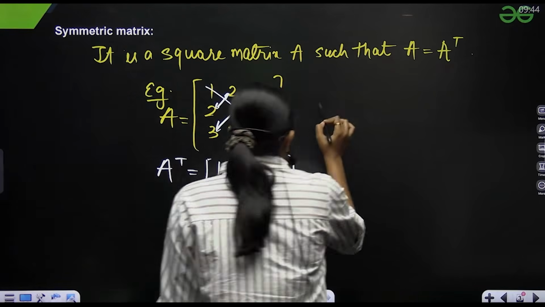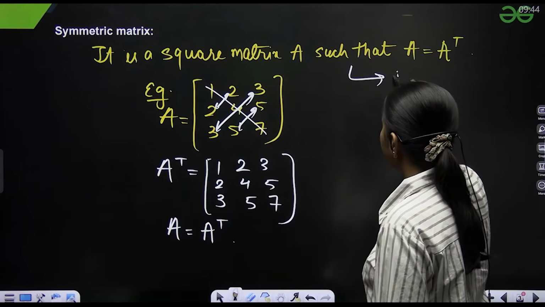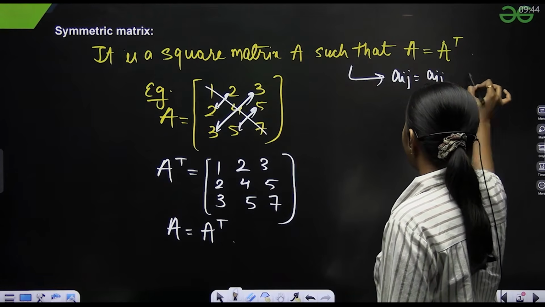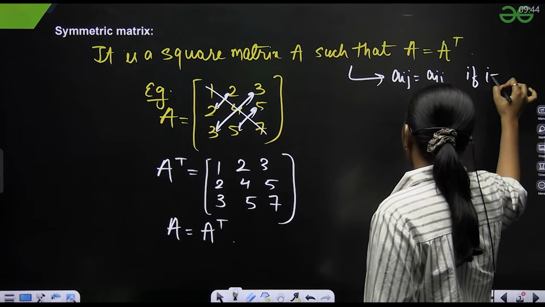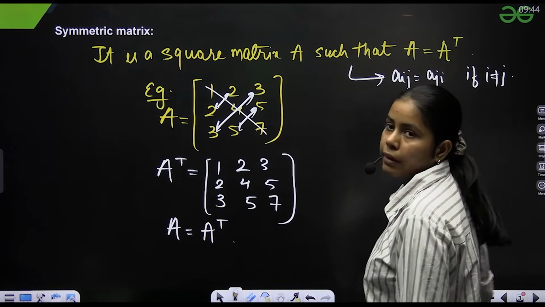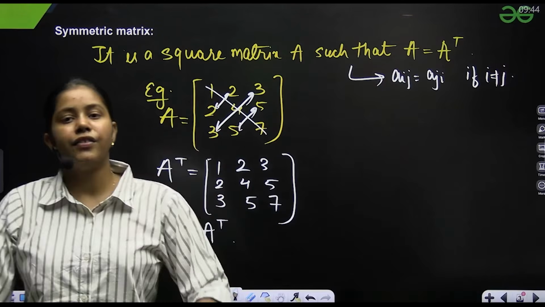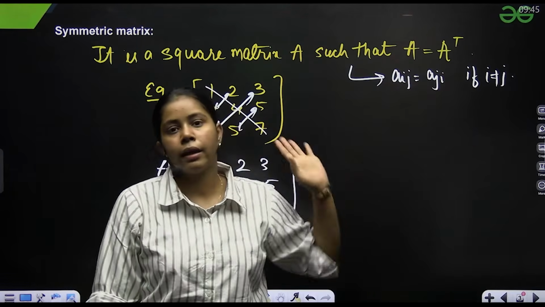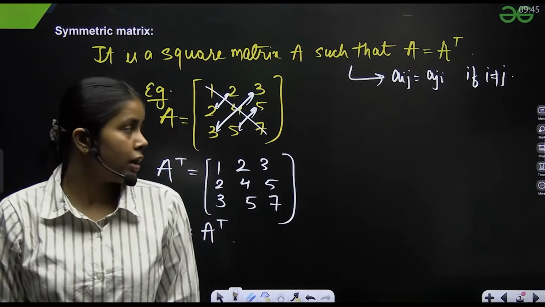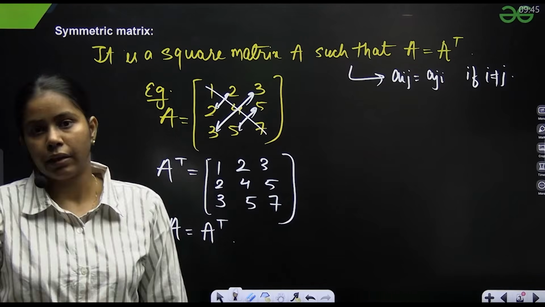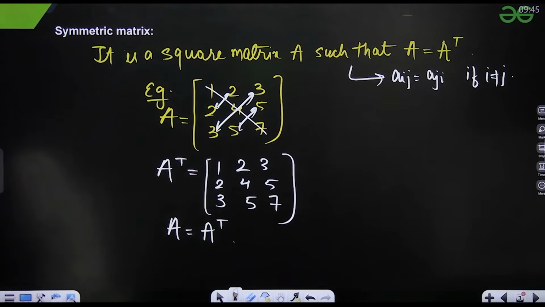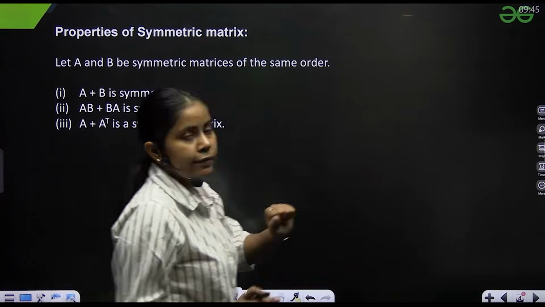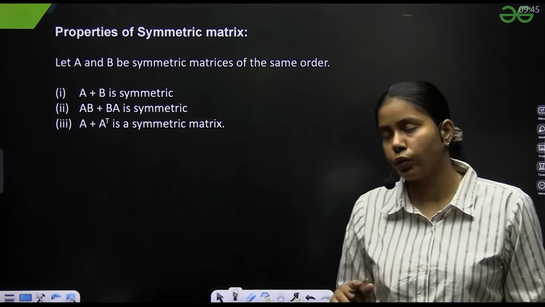So basically, for a symmetric matrix, can I write the definition as Aij is equal to Aji for i not equal to j? Then we have a symmetric matrix. So this is another definition of a symmetric matrix. Let's first discuss the properties of symmetric matrices, and then we'll move to a question.